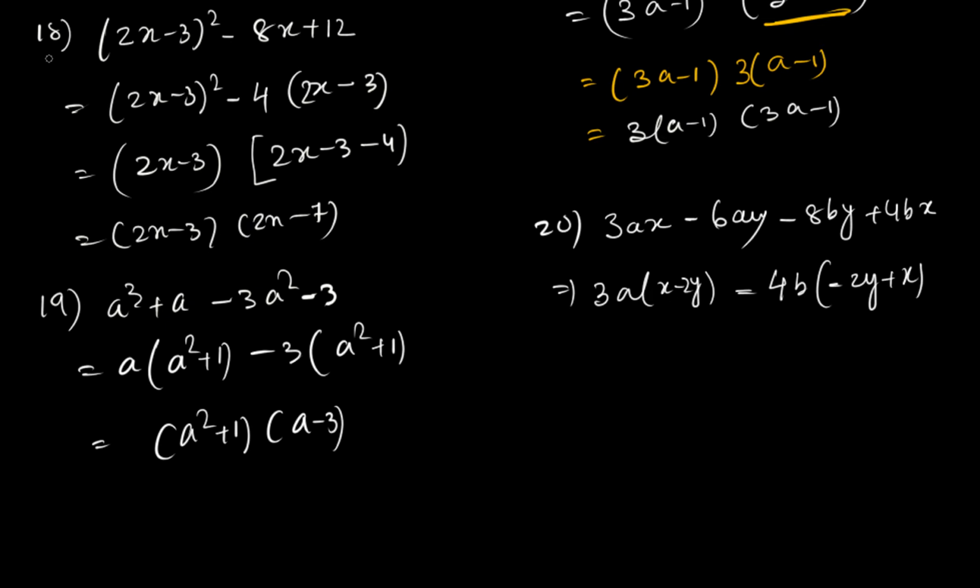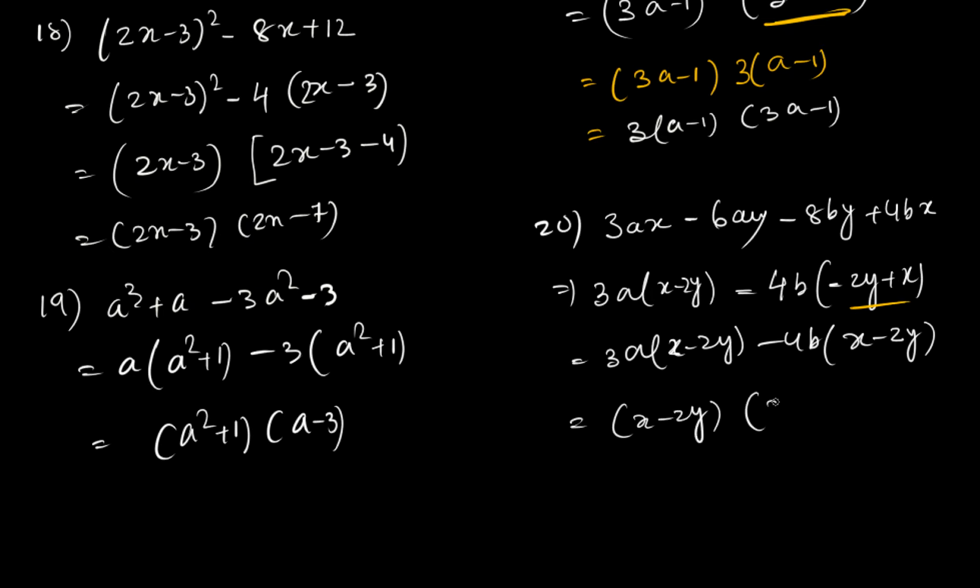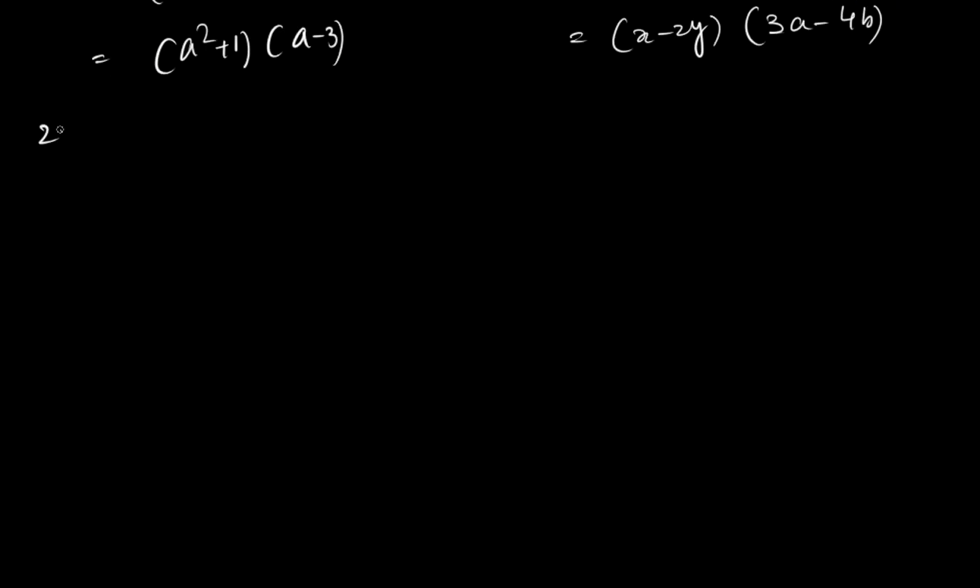So I must organize the terms like this, so I can write x minus 2y minus 4b. I don't need to change any sign, I just need to organize it properly. So I can take common x minus 2y and I will be left with 3a minus 4b. That's the answer for the 20th question. Let's go for the 21st one.